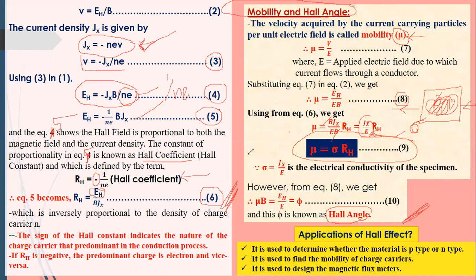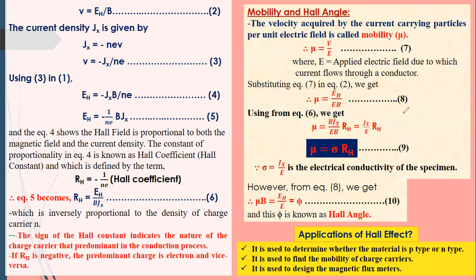For the identification of a semiconducting material as P type or N type, that can be identified using the Hall effect. If we have some amount of material and we do not know whether it is P type or N type, that is, whether the charge carrier is P type or N type, we can determine that using the Hall effect. One more application is that it is used to find the mobility of charge carriers, and for that purpose you can use equation number 9.